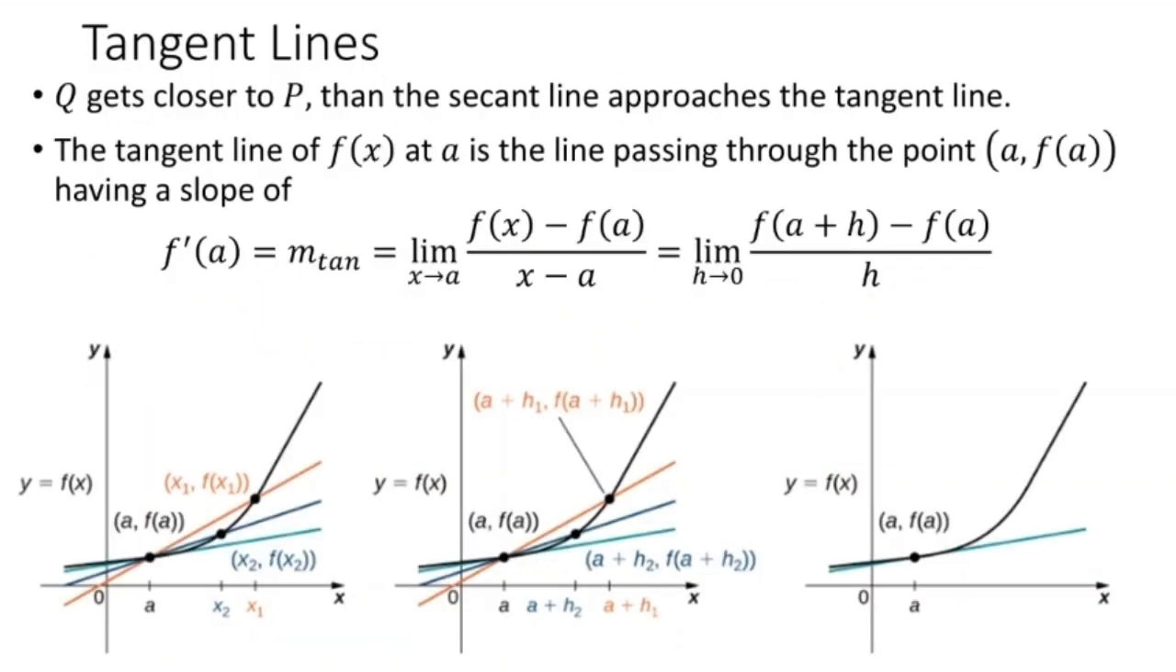Thanks to the limits that we've discussed in Unit 1 and our definition of secant lines, we can define what we call tangent lines. If we make Q get closer and closer to P, as we defined them in the previous slide, then the secant line begins to approach what we call the tangent line.